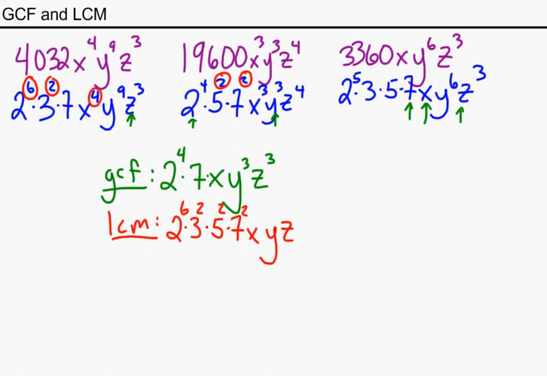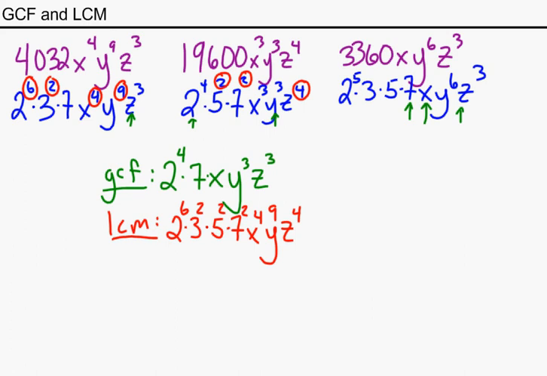The highest power on an x is a 4. And the highest power on y is a 9. Last but not least, the highest power on a z is a 4. So the LCM for this set of 3 monomials is 2 to the 6th times 3 squared times 5 squared times 7 squared, x to the 4th, y to the 9th, z to the 4th. If I were to multiply that all out, it would be a very large number. So I'm just going to leave it in exponent form.